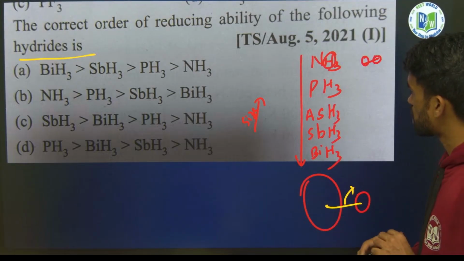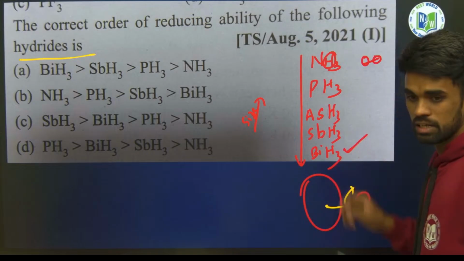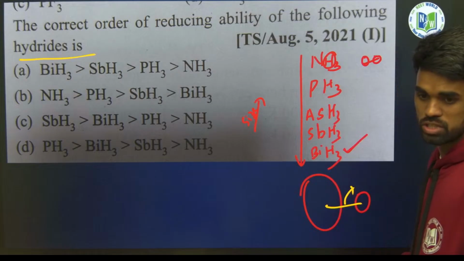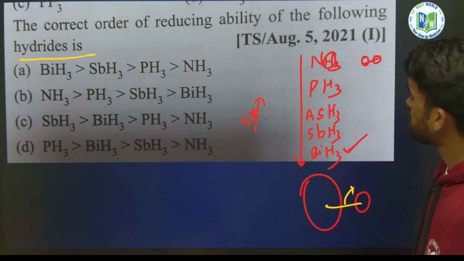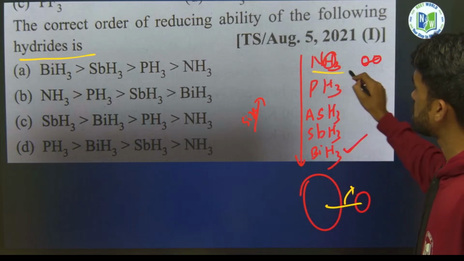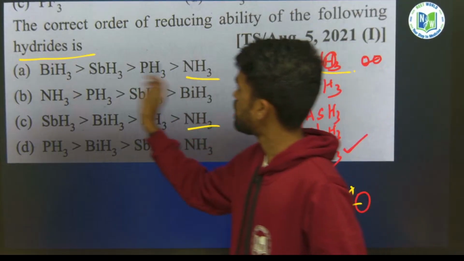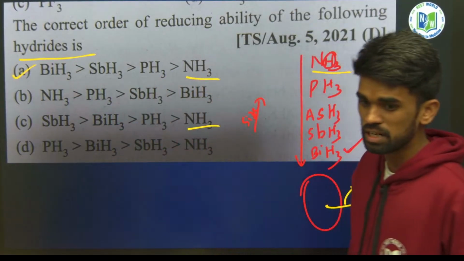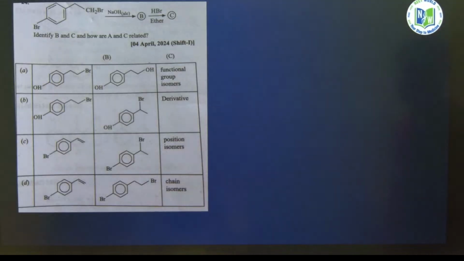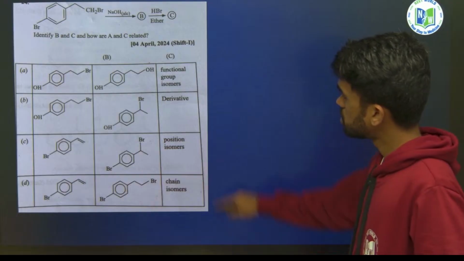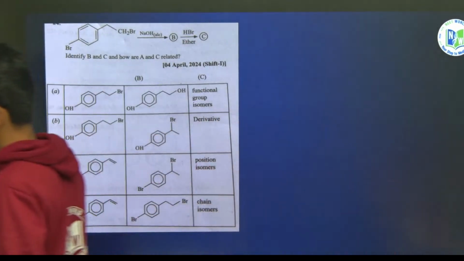So in the last case, bond breaking is easy because of poor overlapping. So this can be a strong reducing agent because it easily gives hydride. So down the group reducing nature increases. So bismuth hydride is greater than this. The least one is ammonia. So what I told you, down the group stability decreases, so that will be your answer. Okay. Next, this one again, try it.